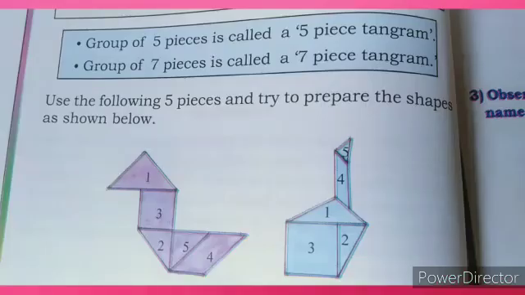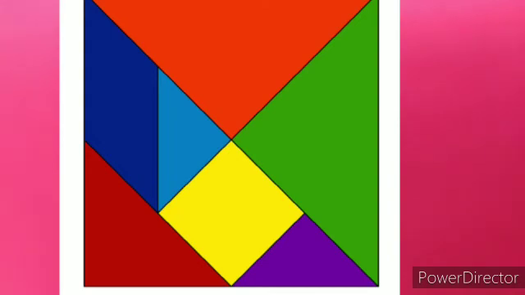One thing you remember, children, only straight lines are used in tangrams. If the picture has 5 pieces, it is called as 5 pieces tangram. Group of 7 pieces is called as 7 pieces tangram.